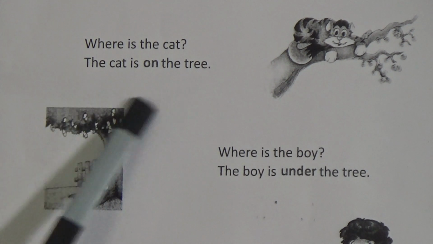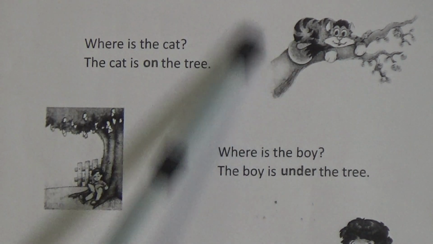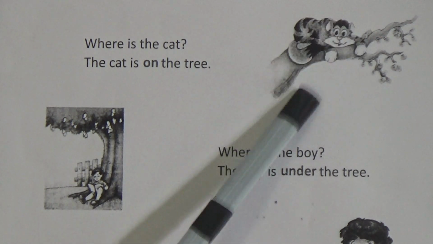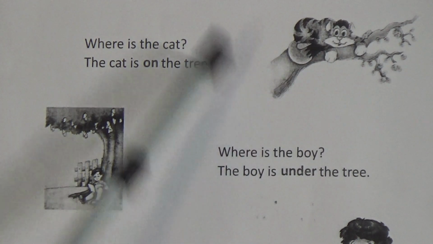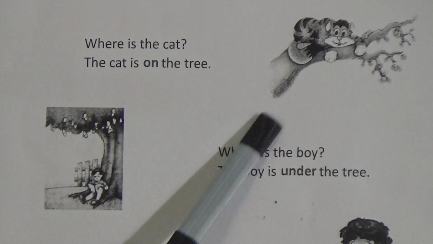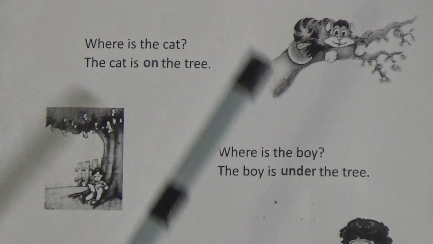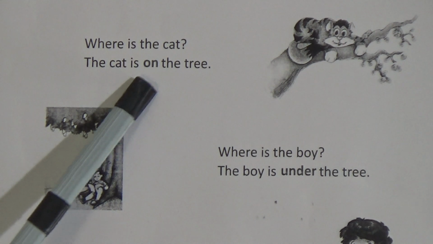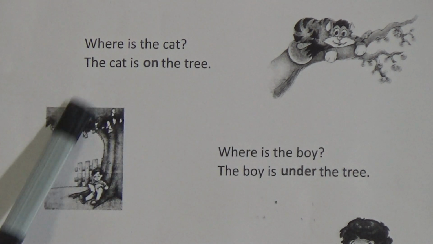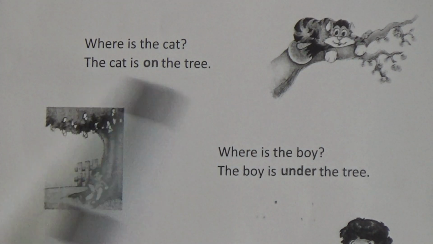So look at these sentences, dear students. Where is the cat? See this picture. You can see the cat is on the tree. So here see the sentence: the cat is on the tree. Where is the cat? The cat is on the tree. So here, on is used to show the position of the cat. Where is the cat? On the tree.